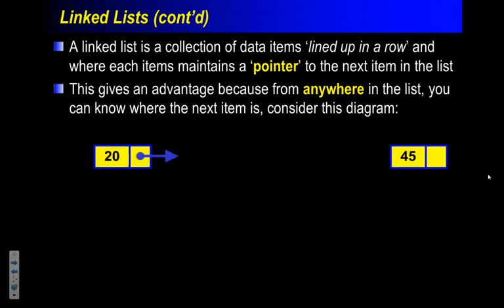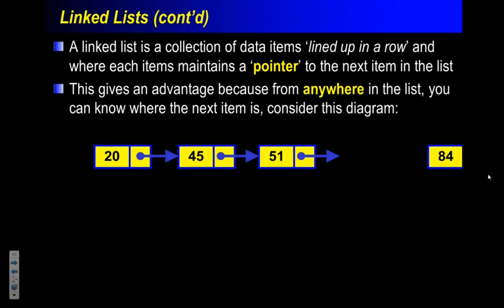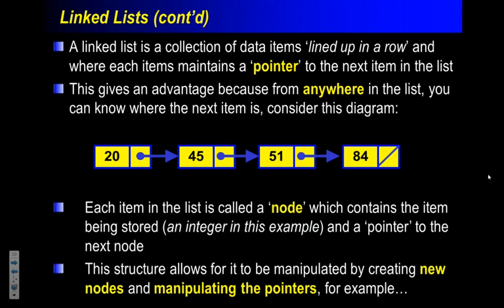Okay, so here's again the diagram where you can see the linked list in action, where one item connects to the next, and eventually the list has to end, unless it comes back around to the beginning again, which is known as a circular list. Okay, the term that's used for each item in the list generally is called a node object, which contains the item, which could be an integer, it could be anything, and a pointer to the next node in the list.